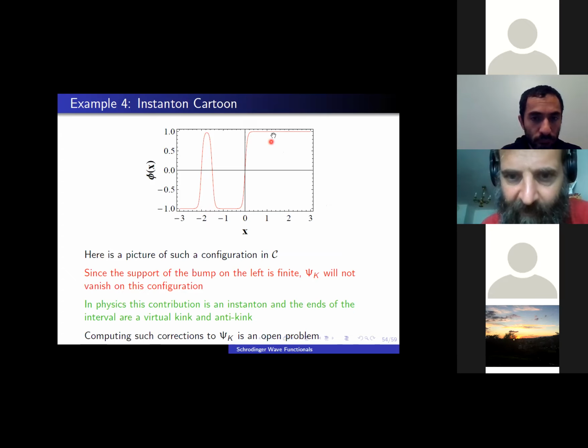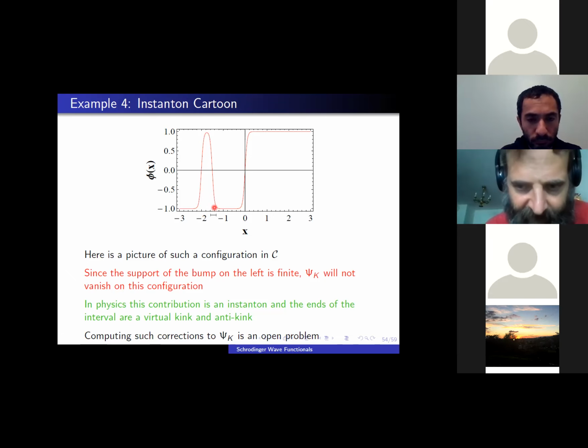You started at -1, you go to 1, but you wander a bit into the other basin for some finite amount. Now, this Schrödinger wave functional, which I defined, doesn't give you 0 on this. It would give you 0 if there was an infinite interval where you wandered into the other basin. But for a finite interval, it doesn't give you 0. And yet this thing is poorly approximated in the perturbation series because you're going into the other basin.